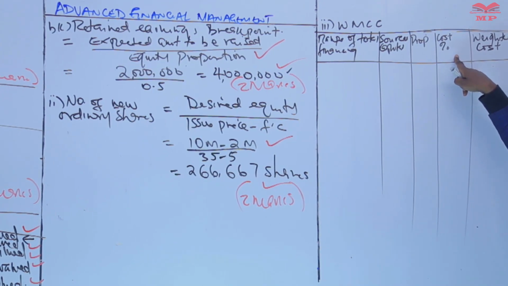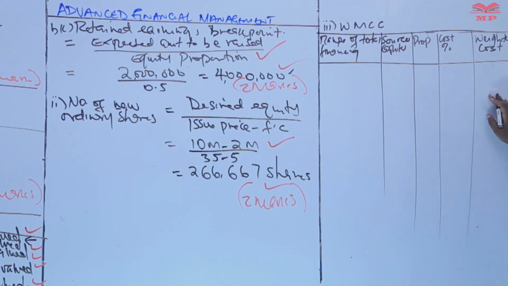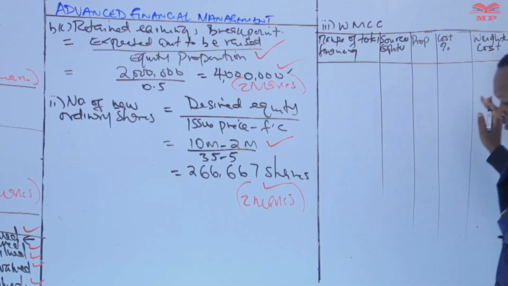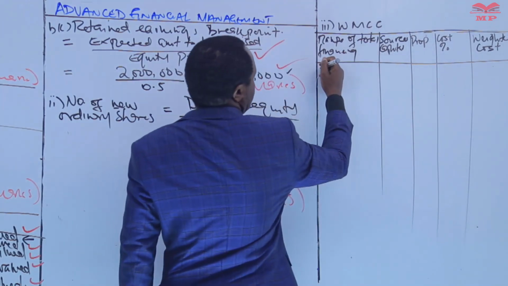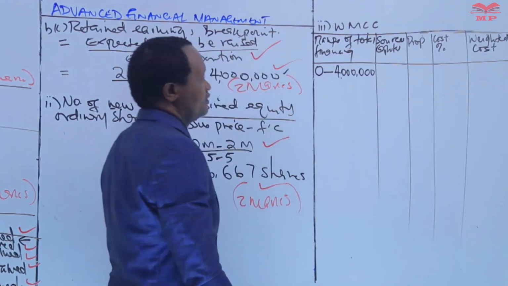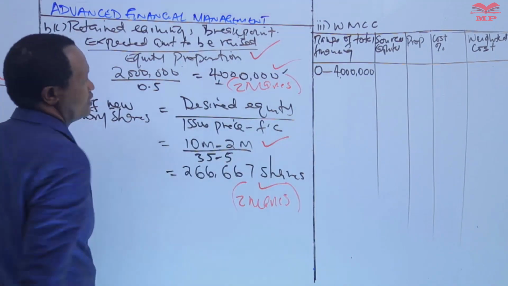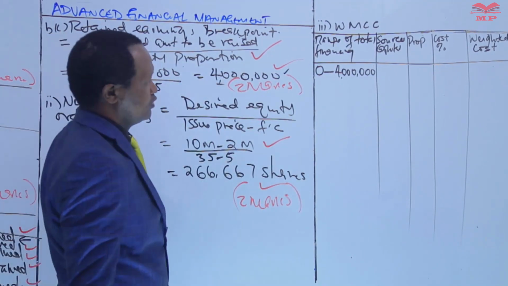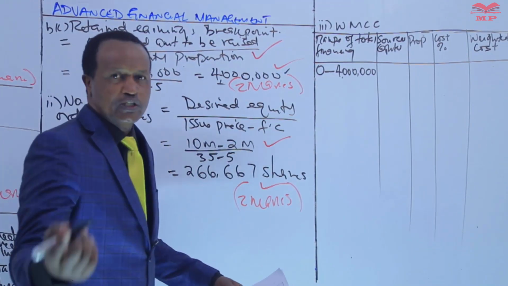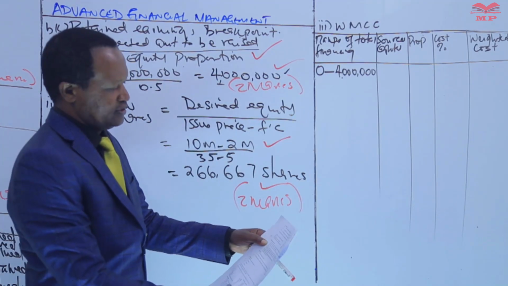You understand? You need to get the table correct first. Range of total financing. So the first range is 0 to 4 million. That's where we have the first break. And here we have which sources? First of all, we are going to exhaust retained earnings.